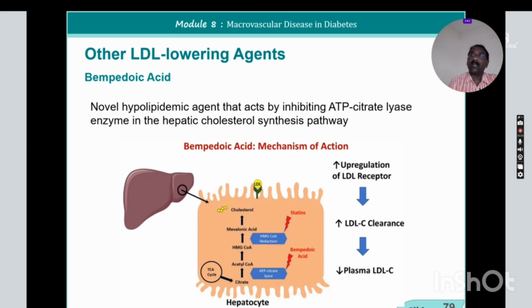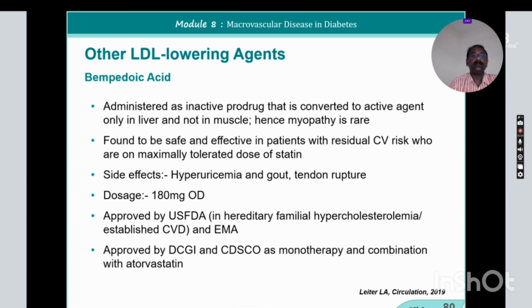So the plasma LDL level will be reduced with bempedoic acid. So you can combine the statins and bempedoic acid plus ezetimibe, because of the different actions. We should not combine atorvastatin and rosuvastatin because of the similar actions. It is an inactive prodrug that is converted to the active agent only in the liver and not in the muscle. Hence myopathies are rare. Here the myopathy is very rare. So for those people who are not tolerating the statins, we use this drug, bempedoic acid.